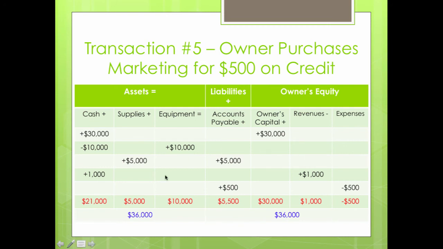Then you make sure that you add each of your columns. We have 21,000, 5,000, 10,000. Now notice here that now this increases to 5,500 because you first had $5,000 charged for your supplies, but now you're buying marketing materials for 500. So now you owe 5,500 on your credit card. Owner's capital stays the same at 30. Revenues at 1,000, and then your expense account is now minus $500. Make sure that your equation balances. So 21,000 plus 5,000 plus 10,000 is 36,000, and your liabilities plus owner's equity is 5,500 plus 30,000 plus 1,000 minus 500, which is 36,000.